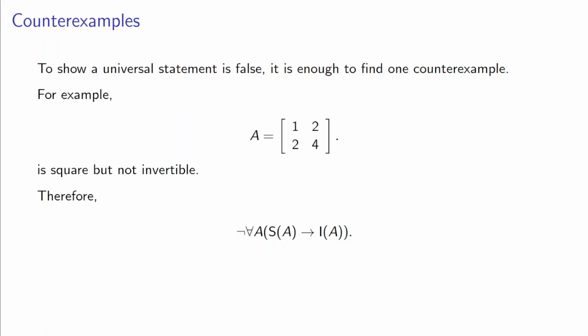To show a universal statement is false, it is enough to find one counterexample. So the example here, this is a square matrix, 1, 2, 2, 4, but we could show that it is not invertible. Therefore, it is not true that for all A, if S of A, then I of A. And how did we show that? We found that there exists an A such that S of A and not I of A. So you could see the equivalence of these two statements, or hopefully follow the idea of the equivalence of these two statements. We can negate a for all statement by giving one counterexample, a there exists statement.